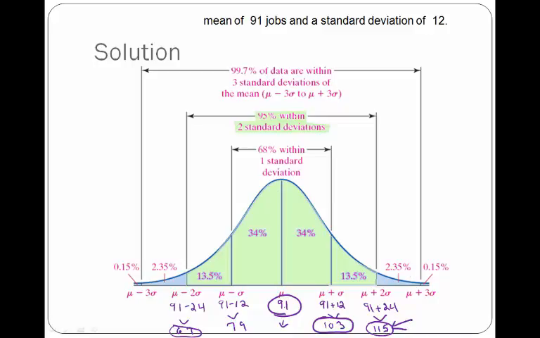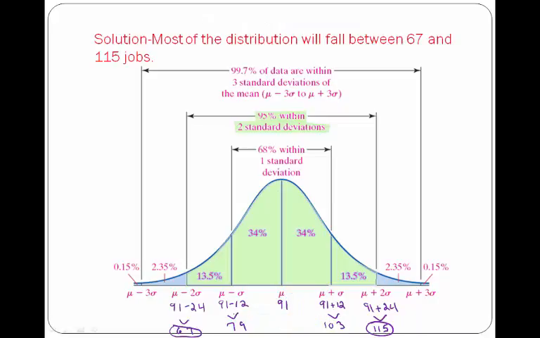Now work below. From the mean of 91, subtract 12, which is 1 standard deviation, and you get 79. Subtract another 12 and you get 67, or if you want to start with the mean, you can take away 2 standard deviations from 91, so 91 minus 24 also gives you 67. So most of the distribution, most being defined as 95%, will fall between 67 and 115 jobs.